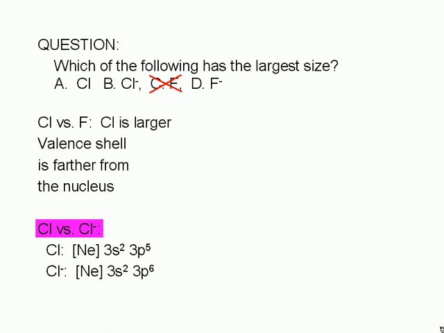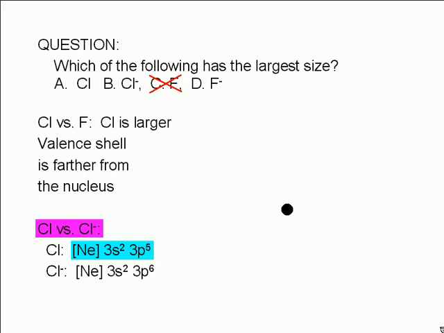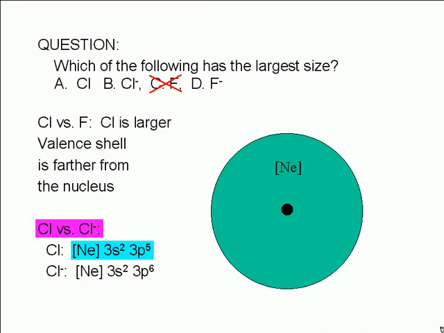Now let's compare chlorine and the chloride ion. The electron configuration for chlorine is neon core 3s2 3p5. It has 7 valence electrons. Let's try to visualize this. Here's the nucleus of chlorine. Here's the core, which has 10 electrons. And here's the valence shell with 7 electrons.